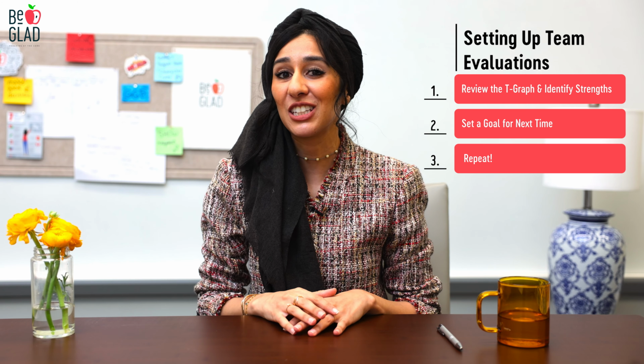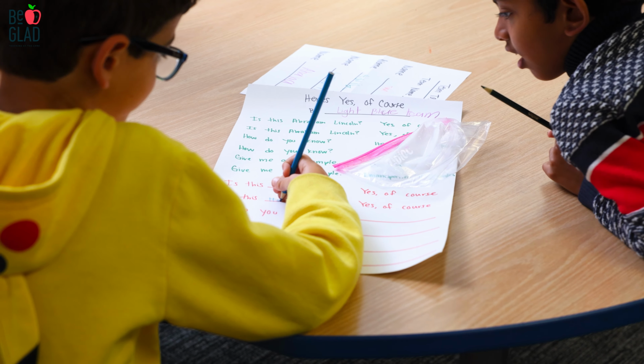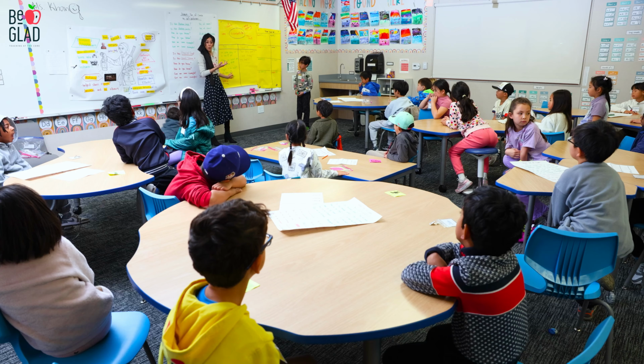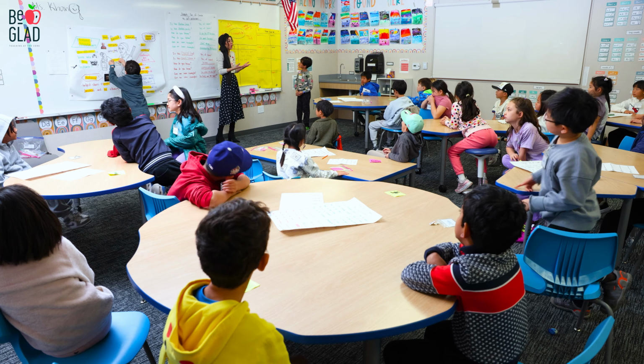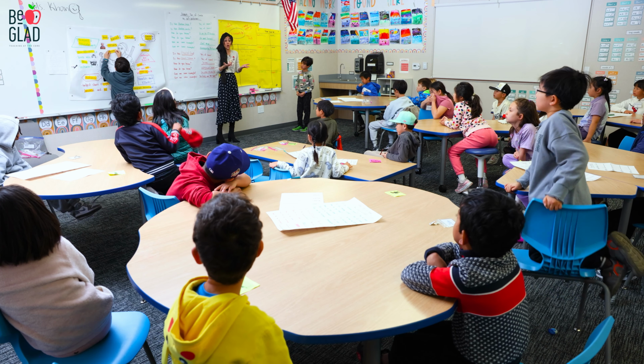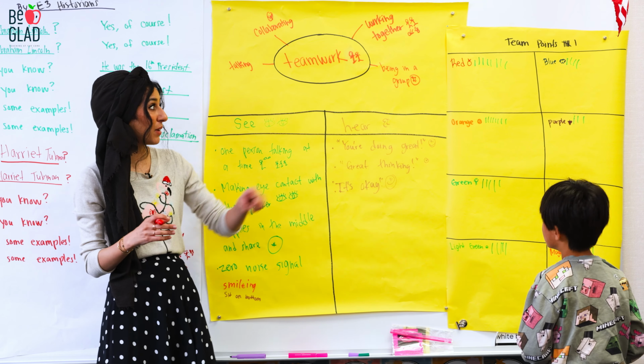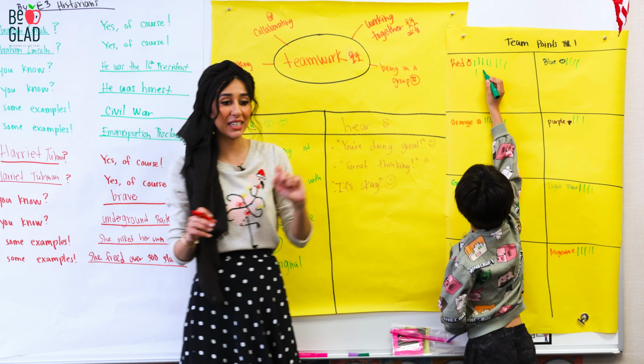Step 3. Repeat. As students continue working in teams, encourage students to revisit their goals and check in on their progress. Every time students engage in team tasks, conduct a team evaluation to reinforce their growth. If a scorekeeper has been assigned, they can help lead this process, giving students ownership over their learning.